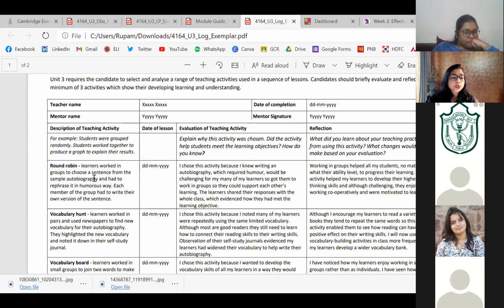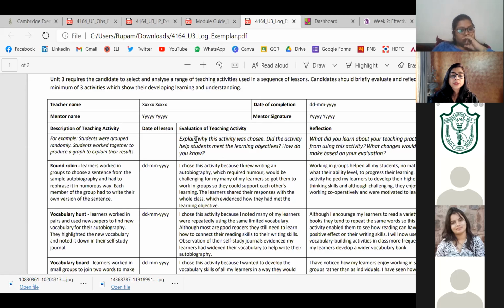Learners worked in groups to choose a sentence from the same autobiography and had to rephrase it in a humorous way. Each member of the group had to write their own version of the sentence. So this is the teaching activity. Now, evaluation of the teaching. So what are they doing? They're picking out a sentence from the sample autobiography and converting it into a humorous way.